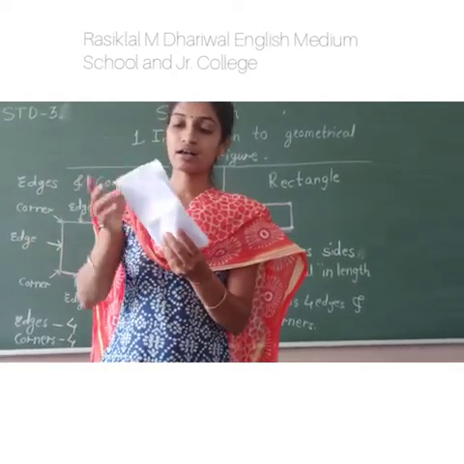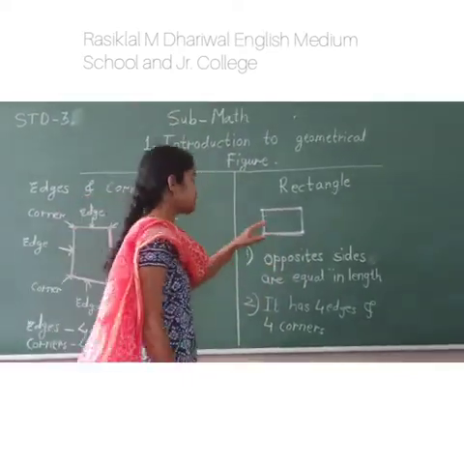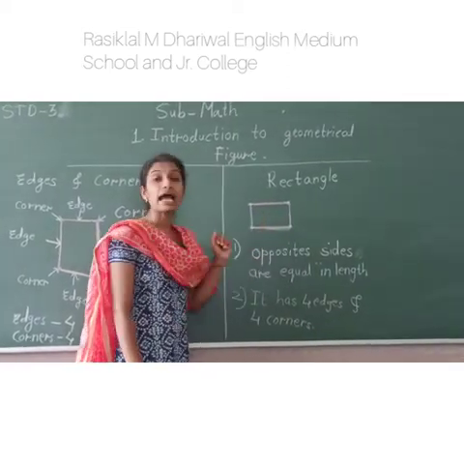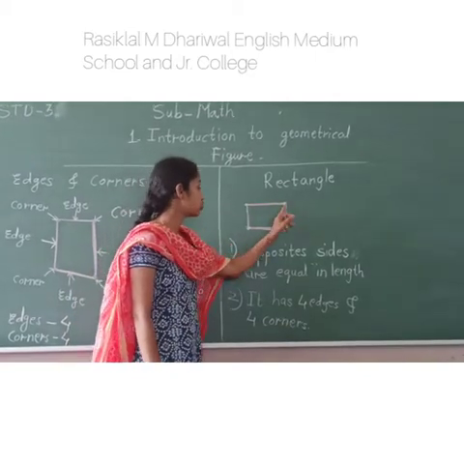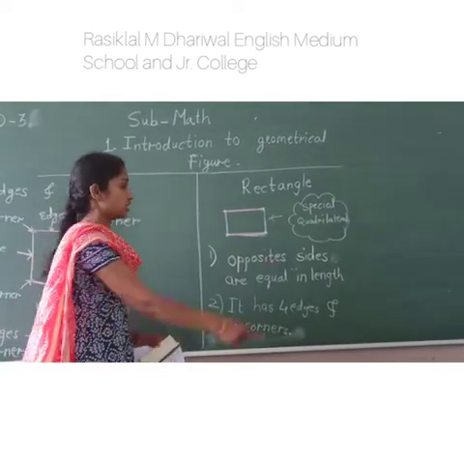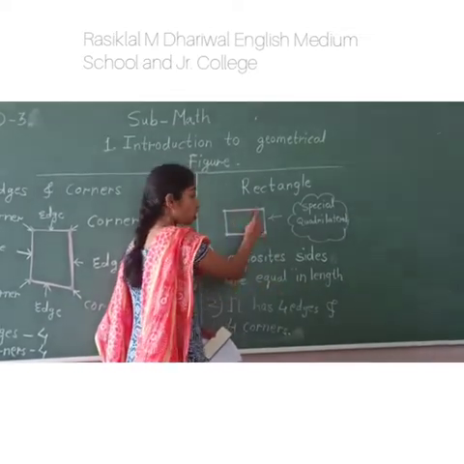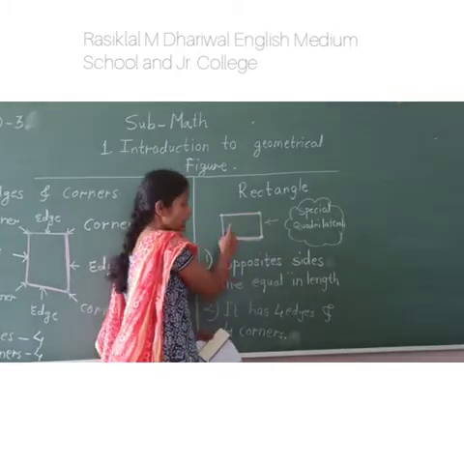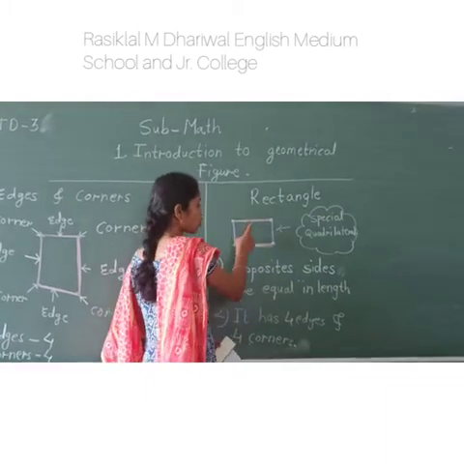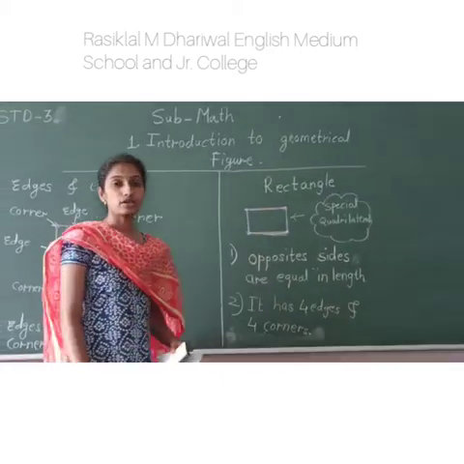So, in a rectangle opposite sides are equal in length. It is a special type of quadrilateral. It has four sides, 1, 2, 3, 4, and it has four corners, 1, 2, 3, 4. Okay, understood, children? Opposite sides are equal in length. Not all sides are equal in length. Only opposite sides, keep this in mind. It has four edges and four corners. 1, 2, 3, 4. Okay, understood, children?